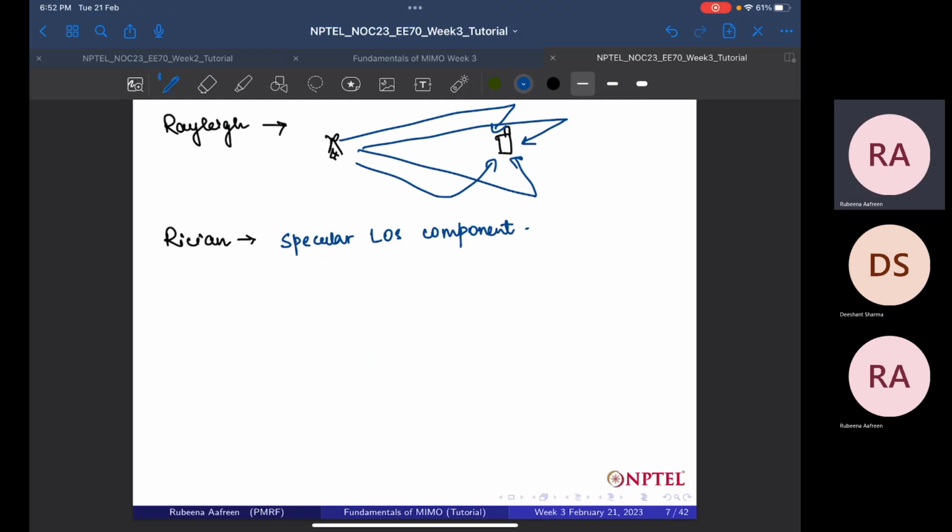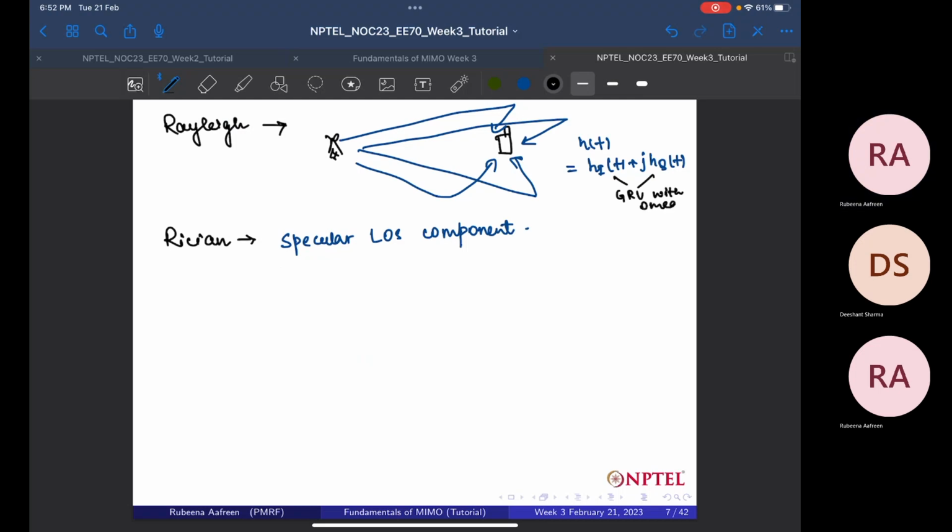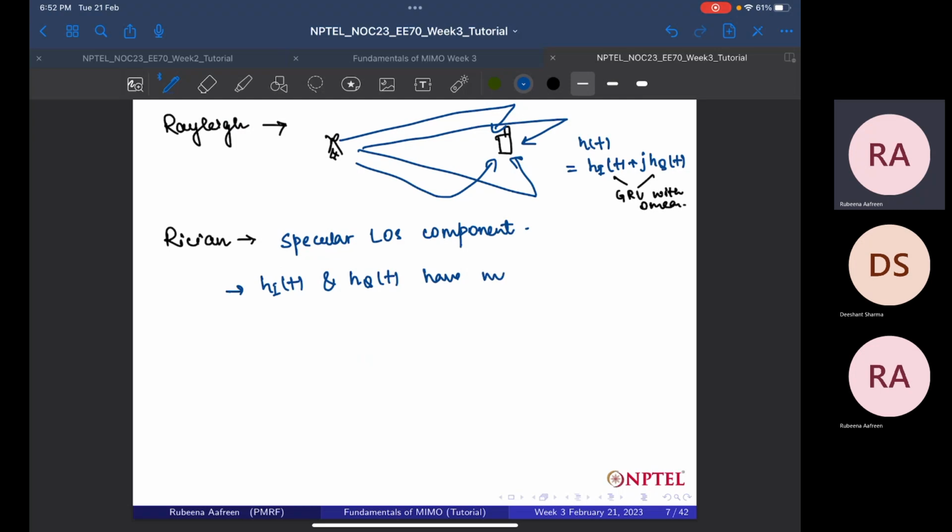So here in Rayleigh fading, we consider that the channel is given as HI(t) plus jHQ(t), where both of these are Gaussian random variables with zero mean. In Rician, HI(t) and HQ(t) have non-zero mean, say MI(t) and MQ(t).